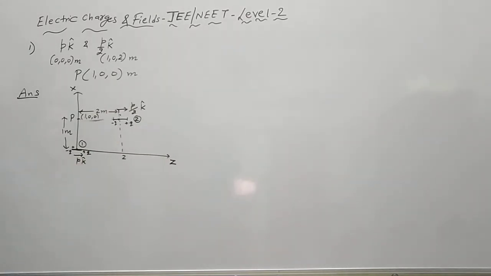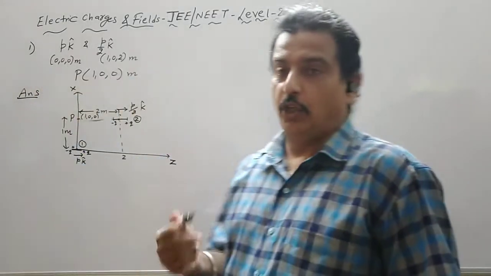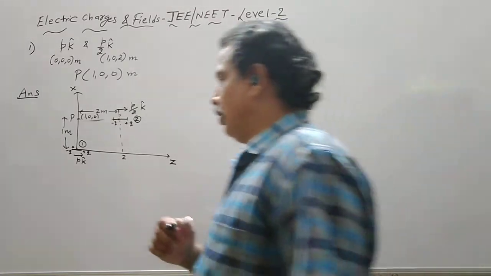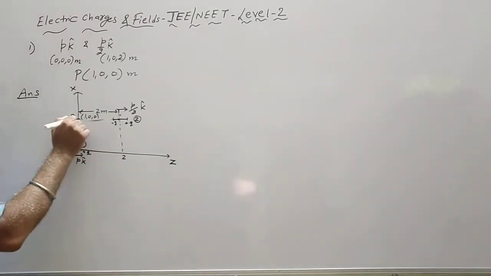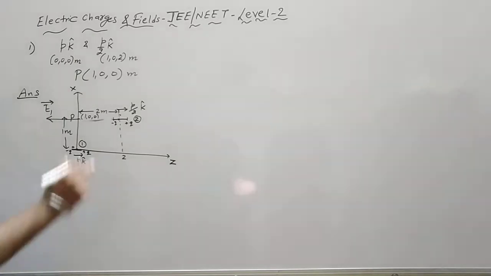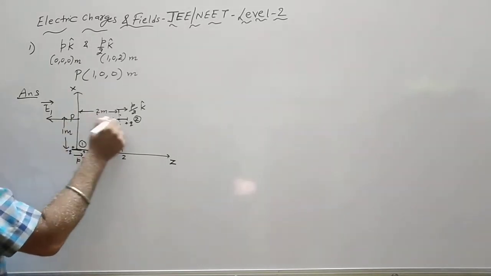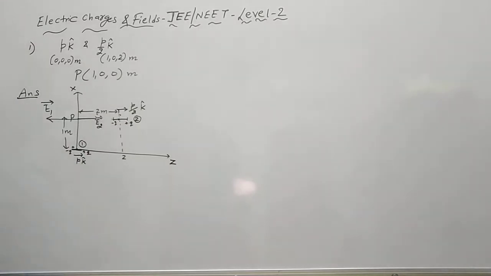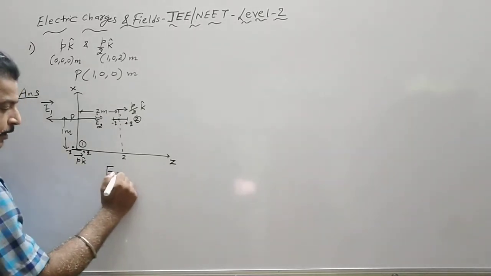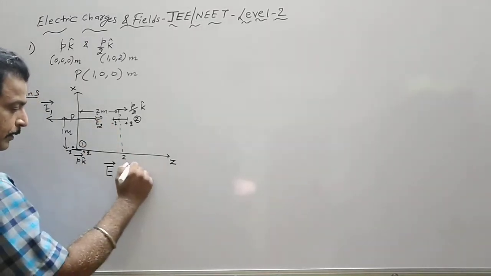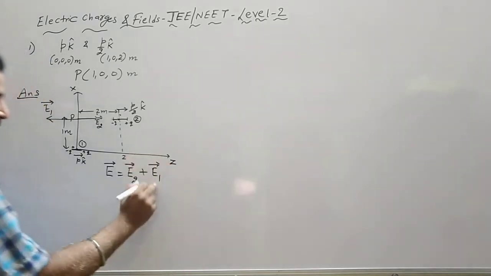We know that at an equatorial point, if you remember, the electric field intensity is opposite to the dipole. So this is the equatorial point. Due to dipole 1, let us name the field E1, and due to this dipole, which is along the axis, the electric field intensity is E2. So the resultant can be written as E resultant equals E2 plus E1.